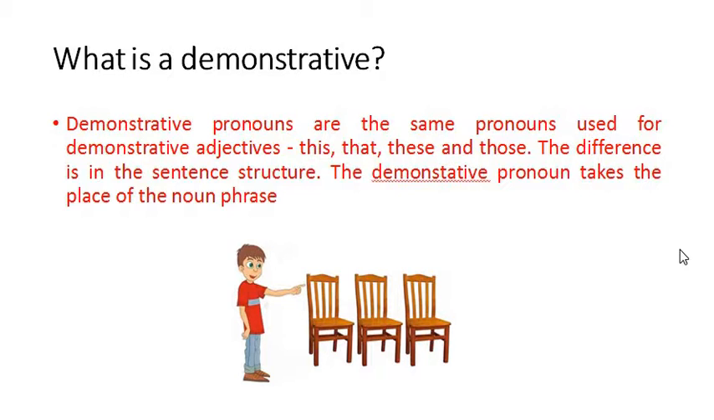Whether you use the demonstrative pronoun or the demonstrative adjective depends on the construction or structure of the sentence. The demonstrative pronoun takes the place of a noun phrase. So when we have a noun phrase, we can replace it with a demonstrative pronoun or adjective. We also say that they are determiners, just like possessive pronouns such as my, your, her, his. Demonstratives are a part of that.